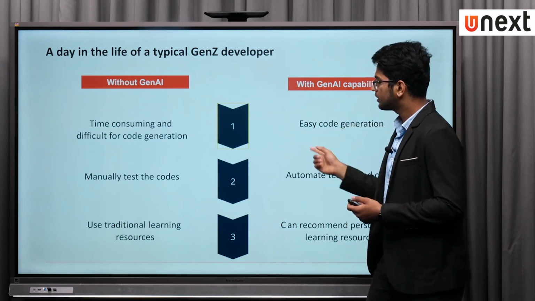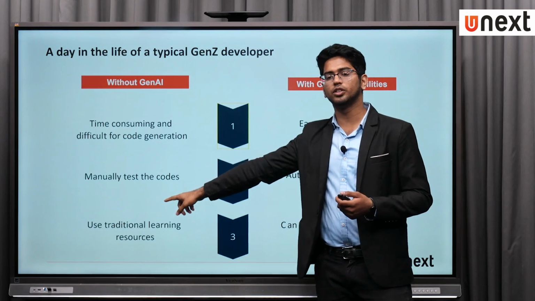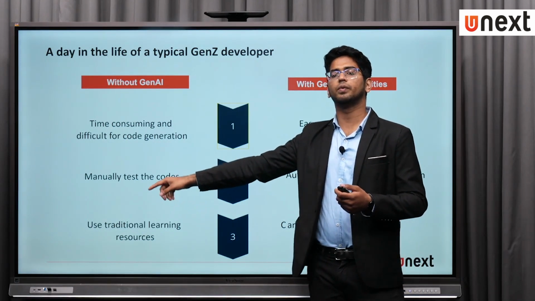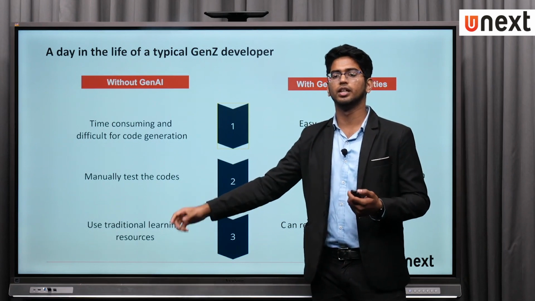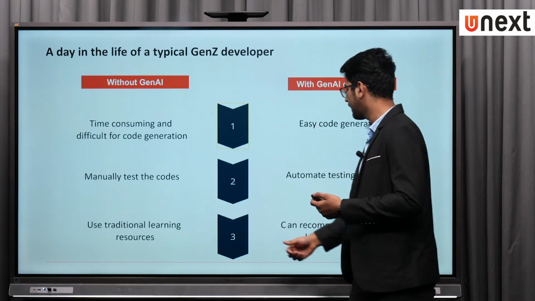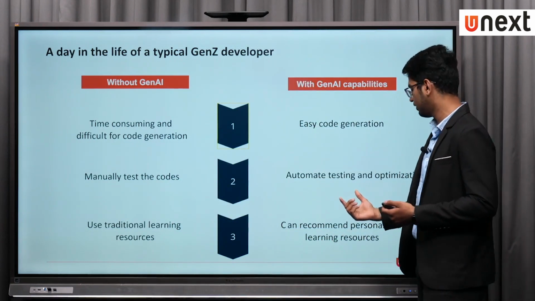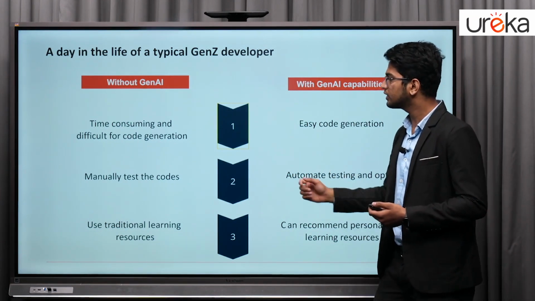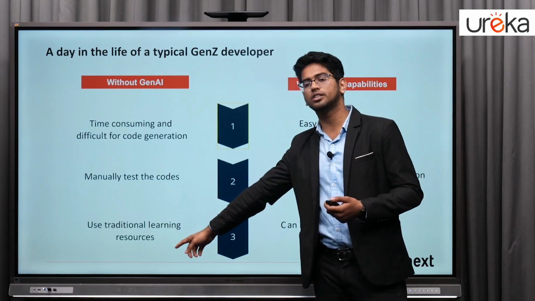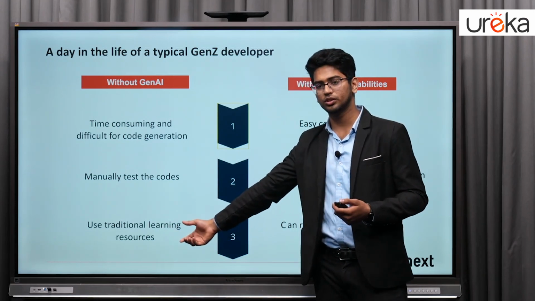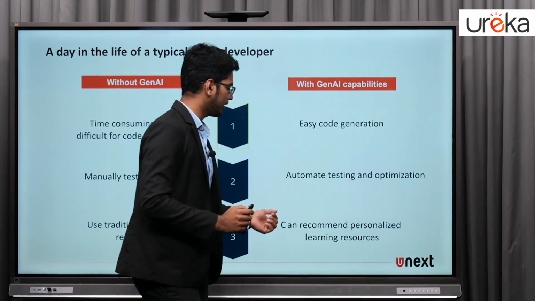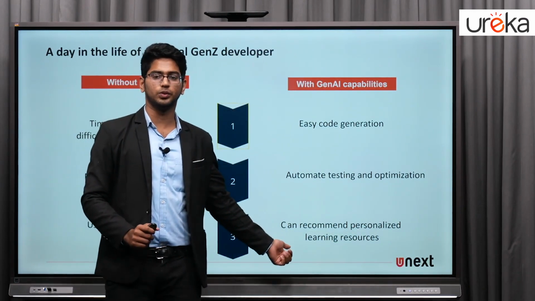Coming to the second point, manually testing of the codes. Right? Suppose we take the manually testing of the codes. It's again very tedious, very much time consuming. Generative AI capabilities could help us with automated testing of the codes and easy optimizations as well. Coming to the last point, here you can see that traditional learning resources are used, right? Suppose we take Gen AI, we could be having a recommended personalized learning resource which could be used.